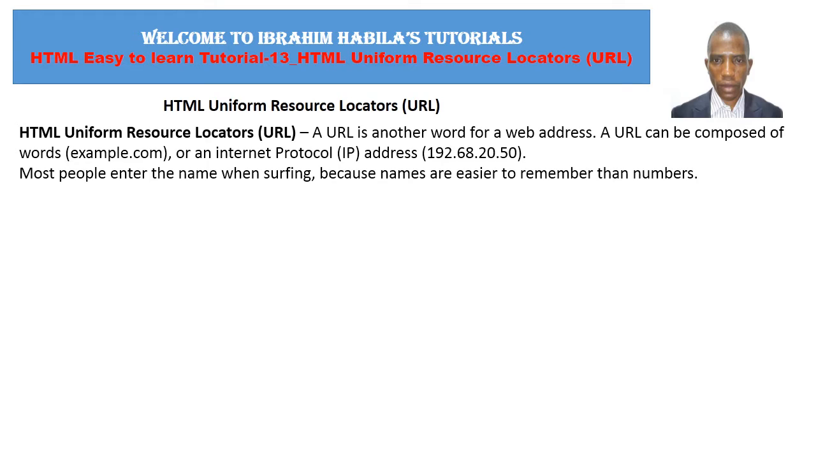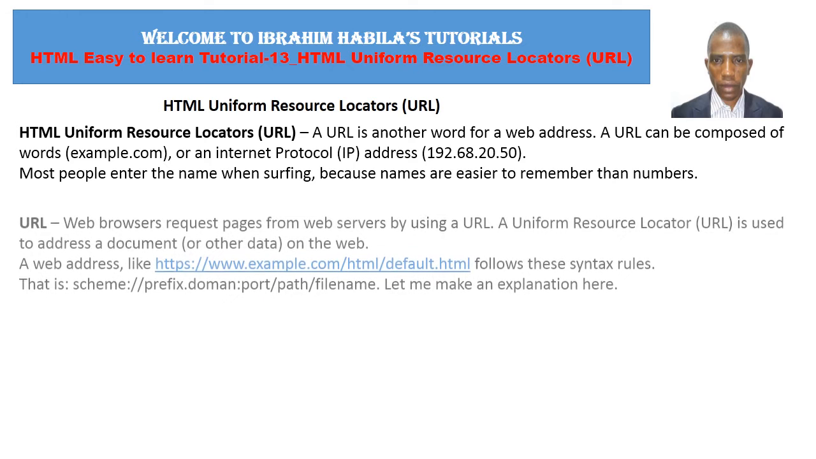HTML Uniform Resource Locator (URL). A URL is another word for a web address. A URL can be composed of words, like example.com, or an Internet Protocol IP address, such as 192.68.20.50. Most people enter the name when surfing, because names are easier to remember than numbers.